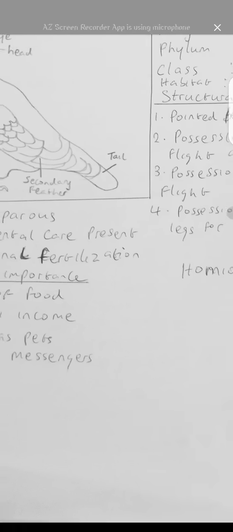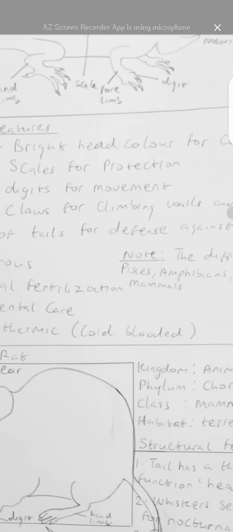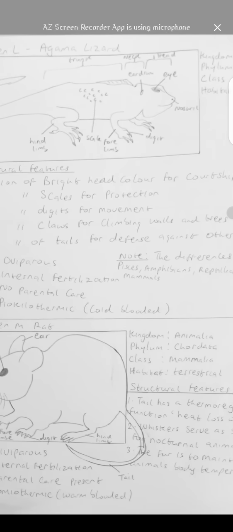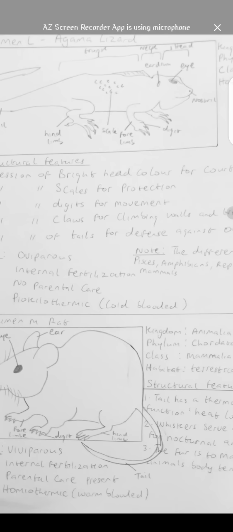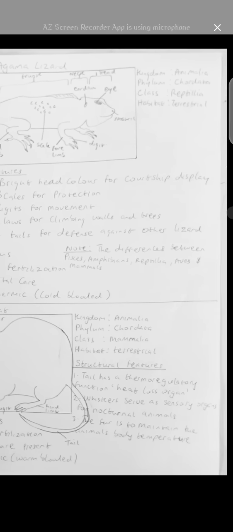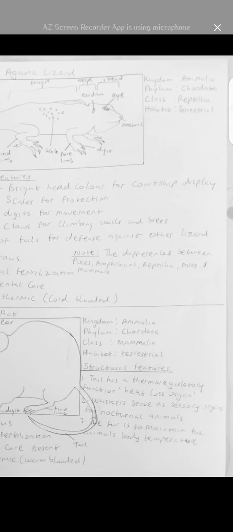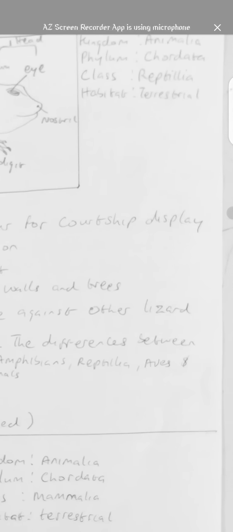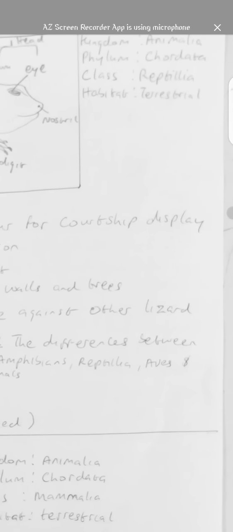So we'll move to the next one. Specimen L, that's the Agama lizard. So look at the diagram. Very wonderful. So we have the head, we have the neck, we have the trunk, we have the eye, the nostril, the eardrum, we have the digits, the forelimb, hind limb, the scales, and the tail. Okay, so let's look at the kingdom. Kingdom Animalia. The phylum is Chordata. The class is Reptilia. The habitat, terrestrial.